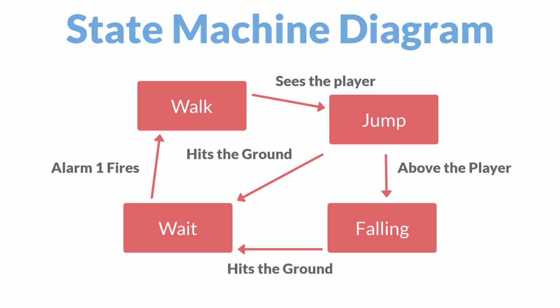But from here, actually 2 things can happen. If the enemy doesn't get above the player, then exactly what happened before will happen. It will enter the wait state and go back to the walk state. But if the enemy is able to get above the player, it will enter the falling state. And once it hits the ground, will enter the wait state and then from there go to the walk state. So our new state machine then looks like this.